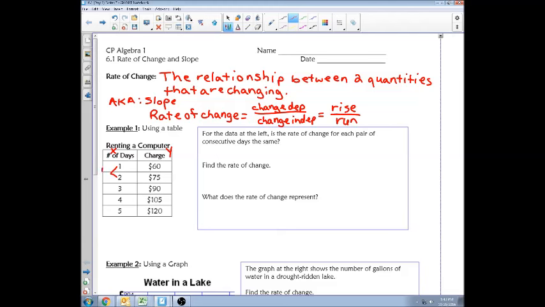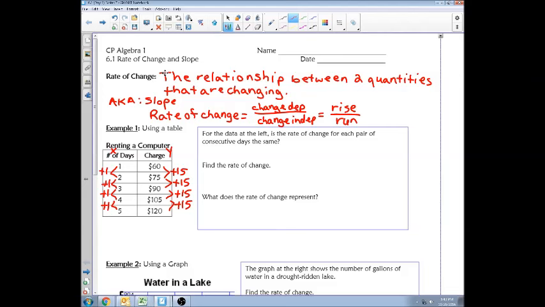Okay? Let's check out the change. From 1 to 2, it would be plus 1. 2 to 3 would be plus 1. 3 to 4 would be plus 1. 4 to 5 would be plus 1. From 60 to 75 would be plus 15. Plus 15. Plus 15. Okay? Because every time I go up a day, it adds another $15 to my charge.